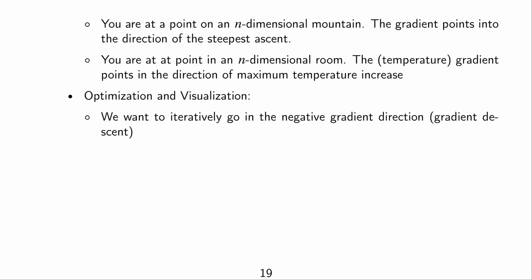So for interpretation, let's say you stand on some n-dimensional mountain, maybe just a regular mountain, and then the gradient points into the direction of steepest ascent. You want to go to the nearest peak. In which direction should I go? Where do you go up the most locally? Or let's say you are at a point in an n-dimensional room, let's say a 3-dimensional room, the temperature gradient points in the direction of maximum temperature increase. So where locally you have the biggest increase in temperature.